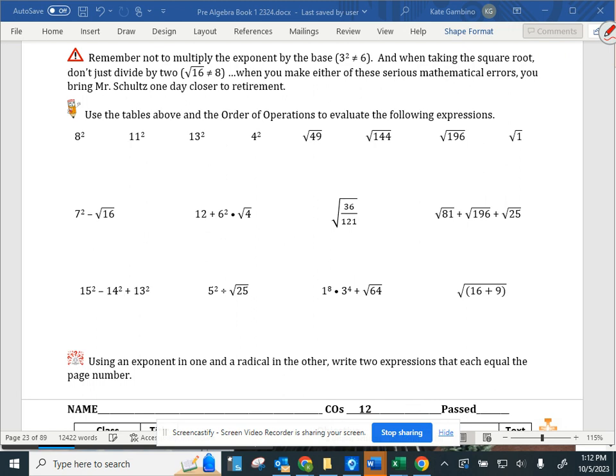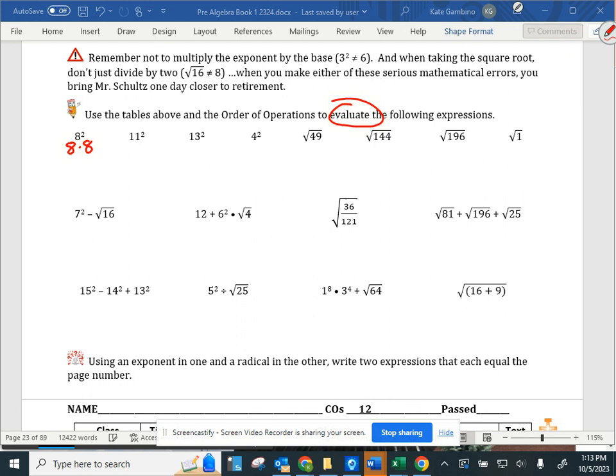So using the table above and the order of operations, evaluate the following expressions. So you have to know if you're squaring it, that would be 8 times 8. We're not going to give that as an answer because we want to evaluate. What does the word evaluate mean in math class? What does it? Take apart.